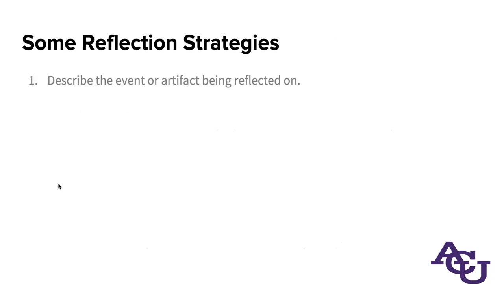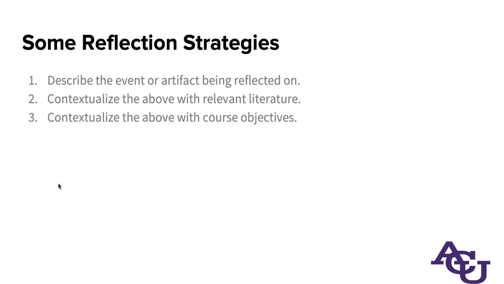So some reflection strategies: to describe whatever it is you're reflecting on. It could be an event, something that happened, an experience. It could be something that you got, for example, a course reading. That would count as an artifact here. To contextualize it by discussing relevant literature. So you can certainly discuss sources in relation to the other sources, and you've got 3 readings this week for CONR 610. To contextualize it with course objectives. Okay.